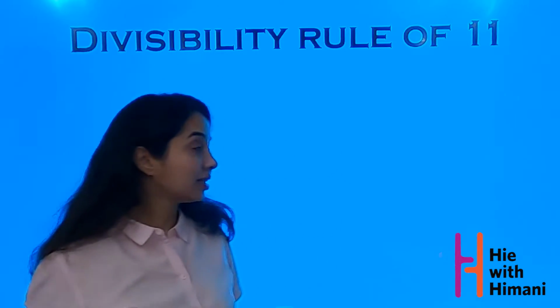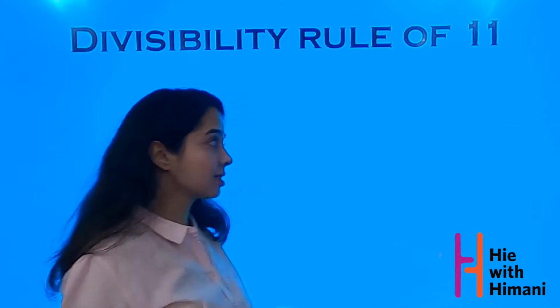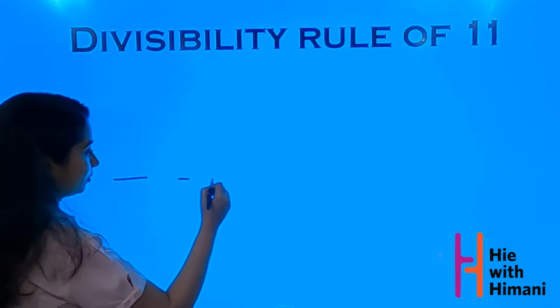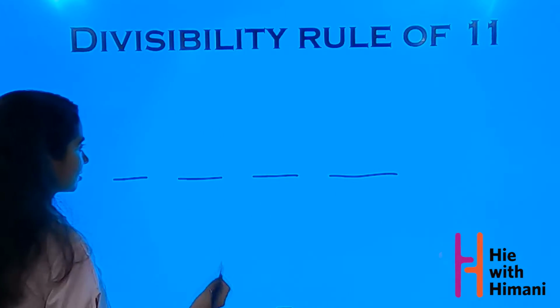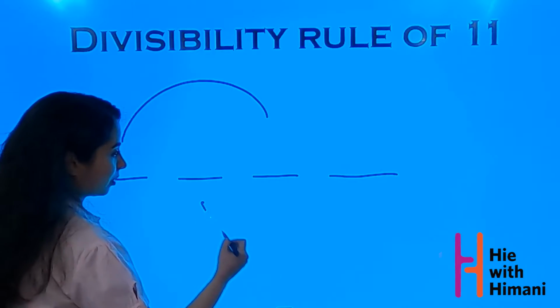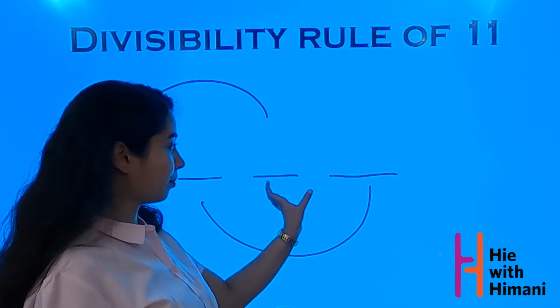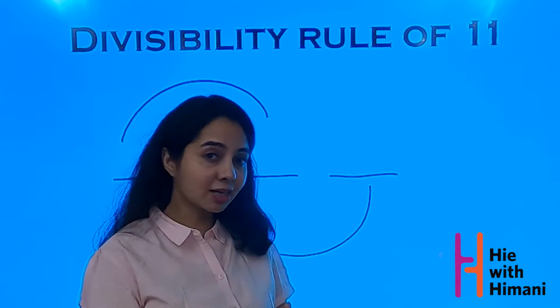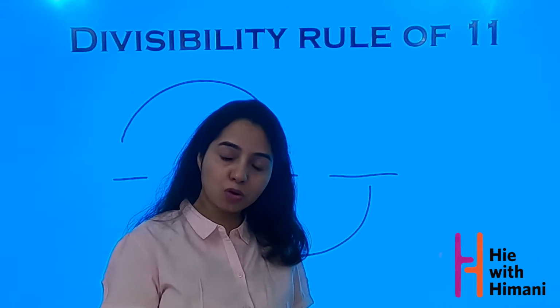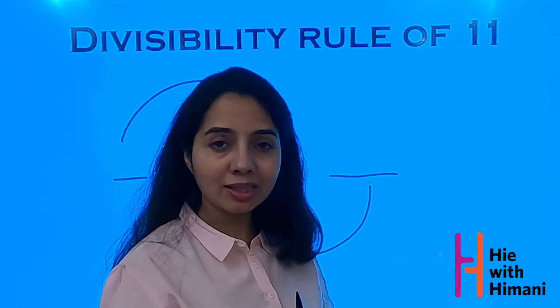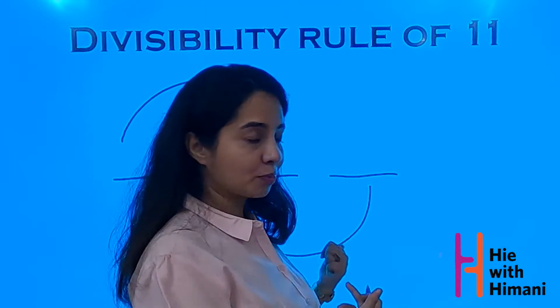Now, the divisibility rule of 11. In this, I have to check the alternate digits. I'll add the alternate digits and then subtract the sums of the alternate digits. If that result is 0 or divisible by 11, then I'll say the number is divisible by 11. You'll understand it better if I illustrate it with an example.